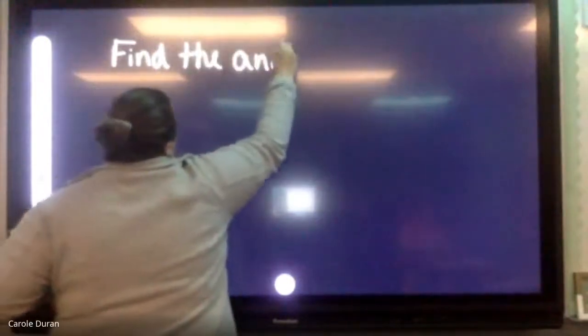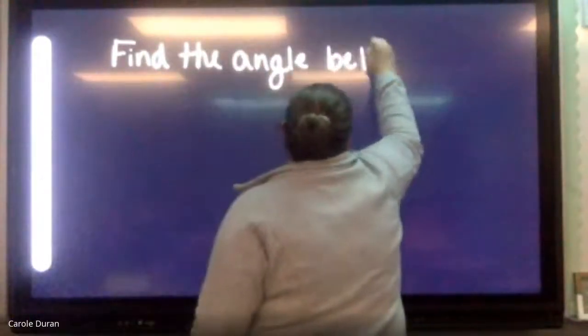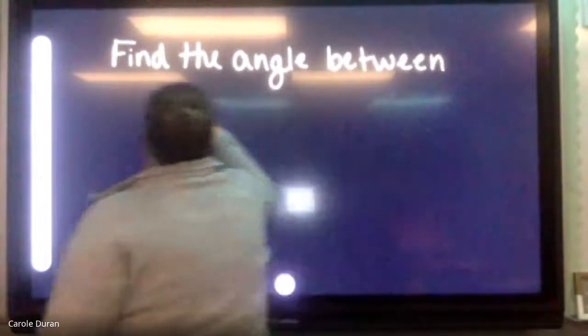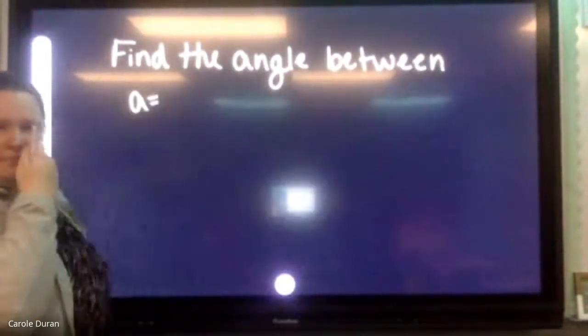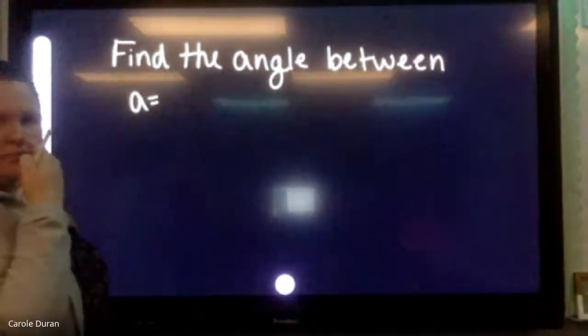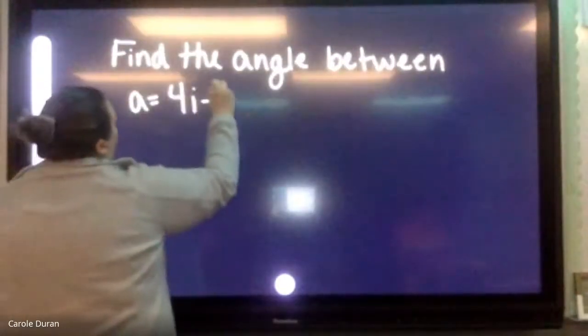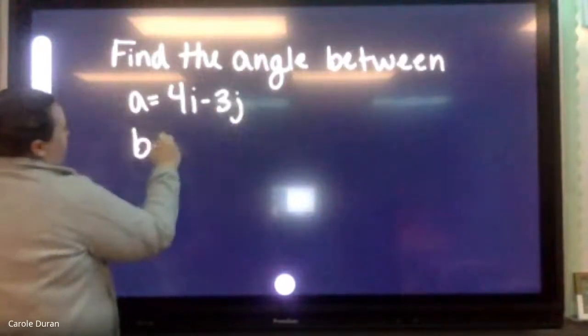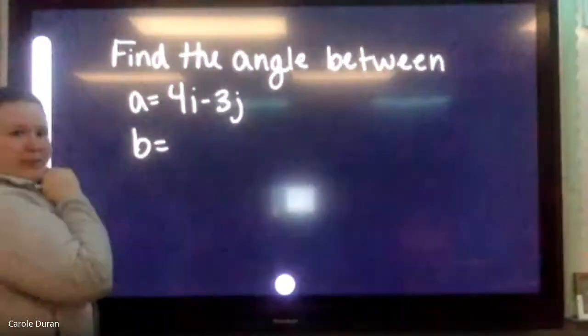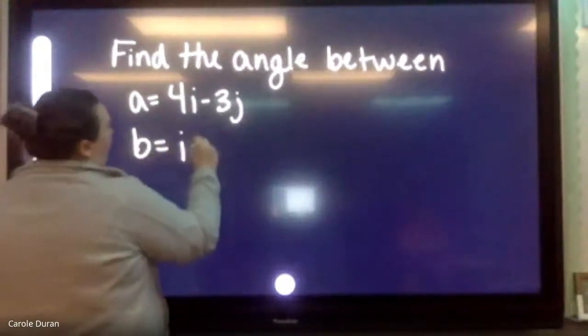Left in class today. I don't anticipate it taking the whole time. Okay, so the first example I would like to do, I just make it up actually, is to find the angle between vector A, which is going to be 4i minus 3j, and vector B, which is going to be i plus 2j.